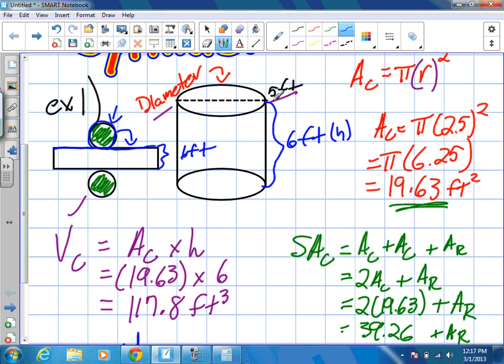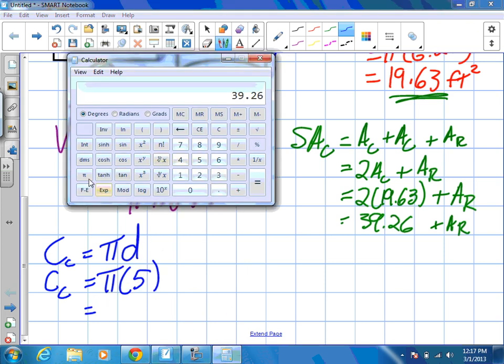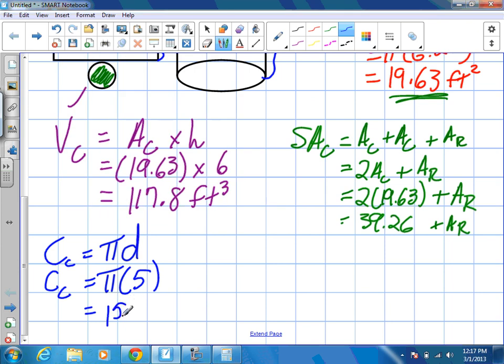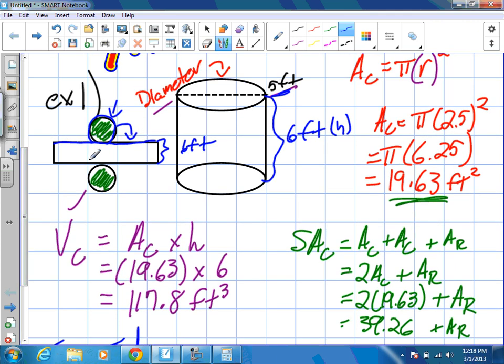So we know that the circumference of the circle, I guess we'll call it cc, is equal to pi times the number 5. Take out our calculator. Pi times 5 is equal to 15.7, we'll say. 15.7, and we're in feet. So in other words, the length of this rectangle here is 15.7. Great. So I have a length and I have a height of the rectangle. Can I solve the area of a rectangle? Yeah, we have both. So let's solve the area of this rectangle.